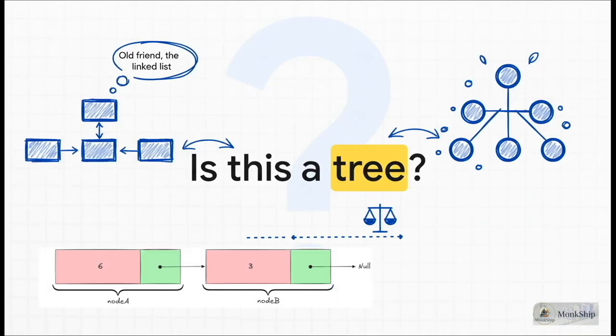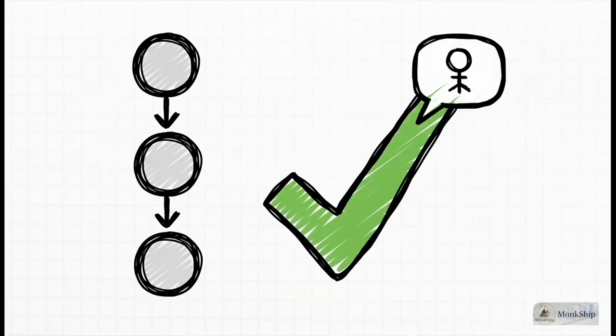All right, first up to bat is our old friend, the linked list. I mean, it doesn't look very branchy, does it? So what do you think? Is this thing a tree? And surprise, the answer is yes. A linked list is pretty much the simplest, most basic tree you can imagine. Remember that rule for a binary tree? A node can have at most 2 children? Well, here, each node has at most 1 child. It's a bit of a boring tree for sure, but it follows the rules perfectly.